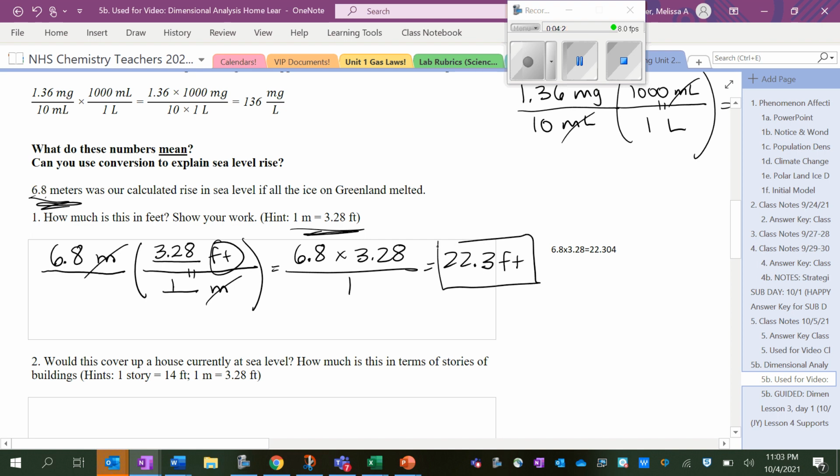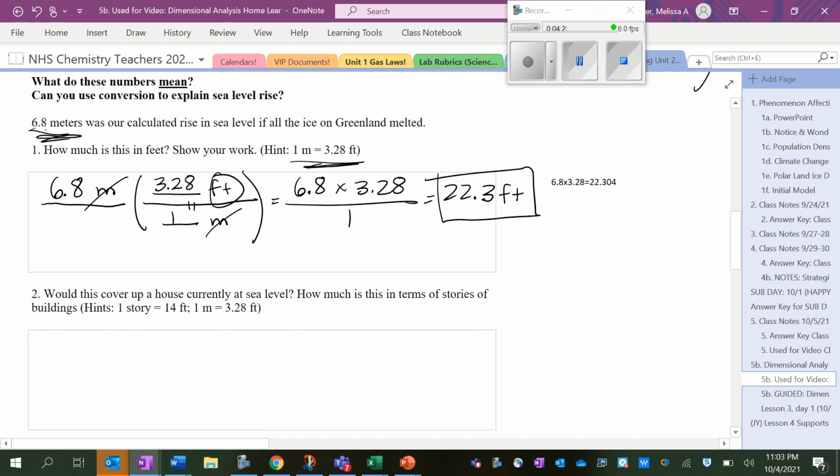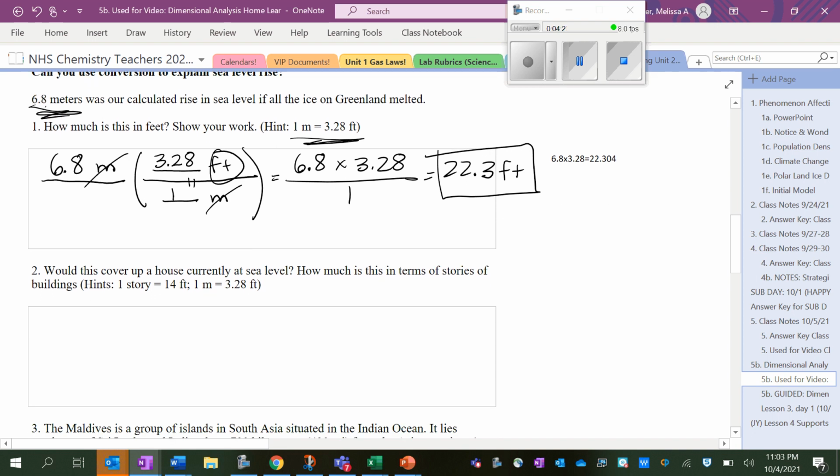Wow, that actually makes it sound like a lot more to me since I'm more familiar with feet. Would this cover up a house at sea level? Well, a 1-story house is 14 feet tall. So yes, it would if it was a 1-story house. Yes, it would cover a 1-story house entirely.